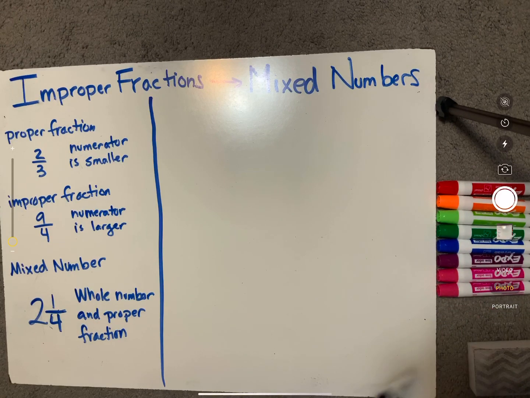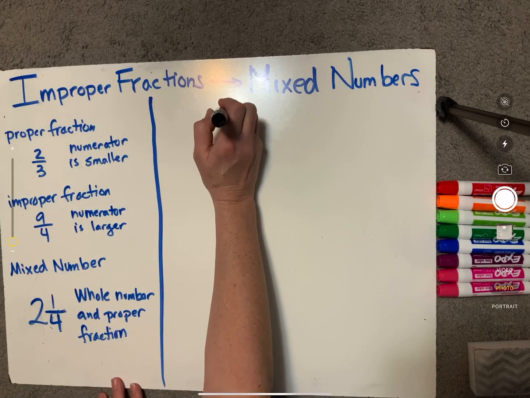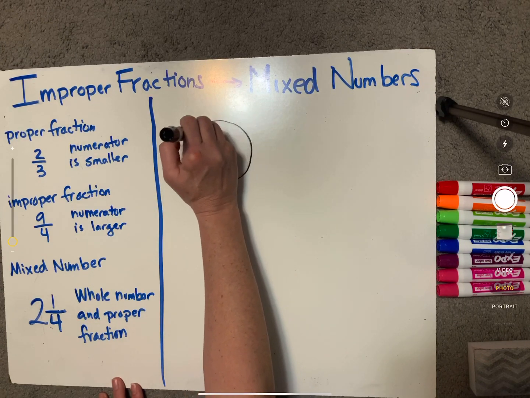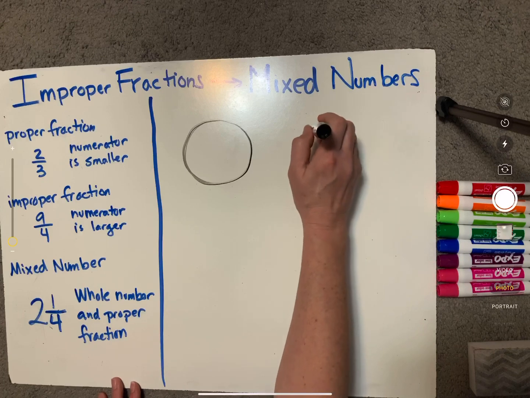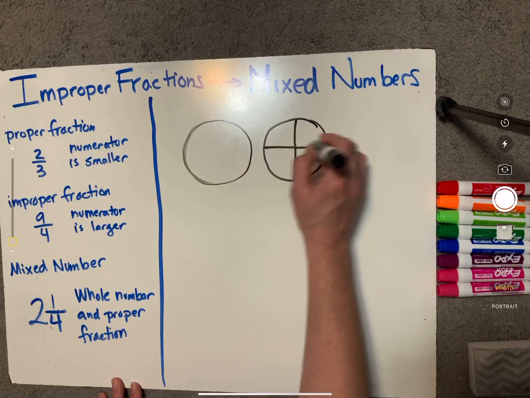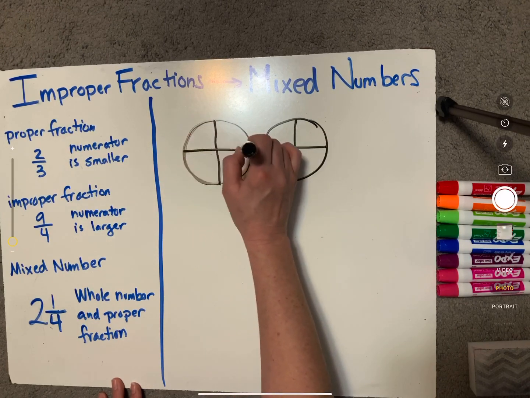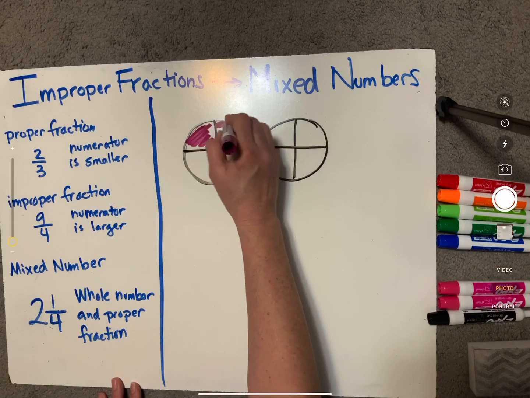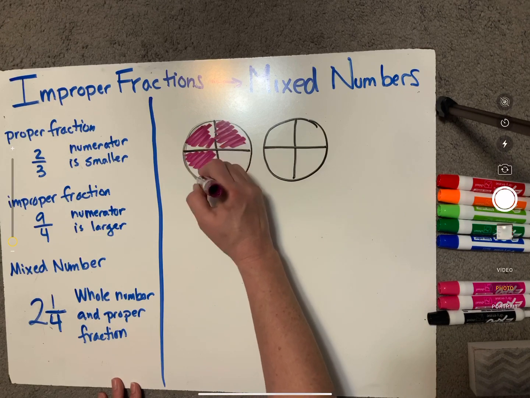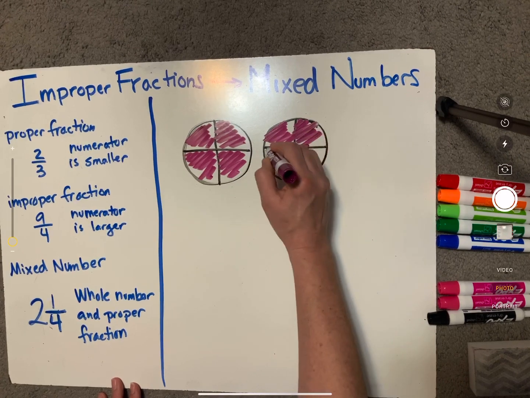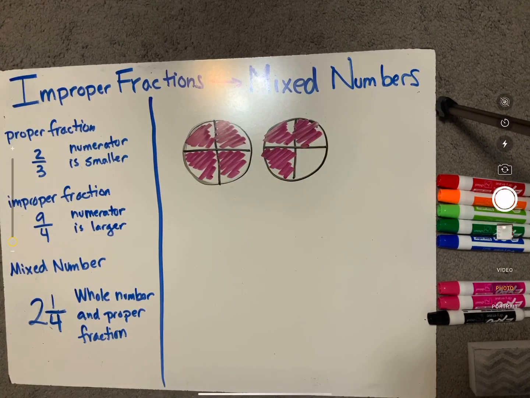So let's say we have a fraction. Let's draw a fraction. Oh my gosh, my marker's dying on me here. So let's say we're going to deal with fourths with this. So if I have fourths, and I'm going to shade 1, 2, 3, 4, 5, 6, 7 of these parts.